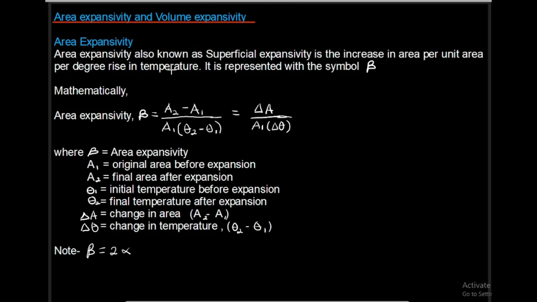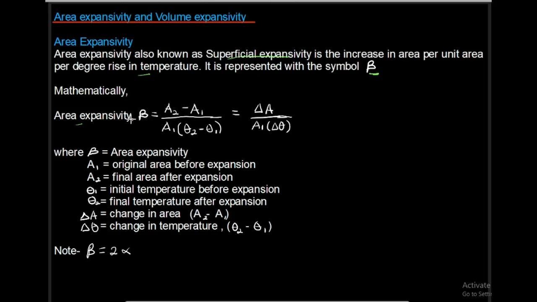Now the next one we're going to be talking about is the area expansivity and volume expansivity. Now the area expansivity, also known as the superficial expansivity, is the increase in area per unit area per degree rise in temperature. That change in area on application of heat is what we call area expansivity, and the symbol is beta.